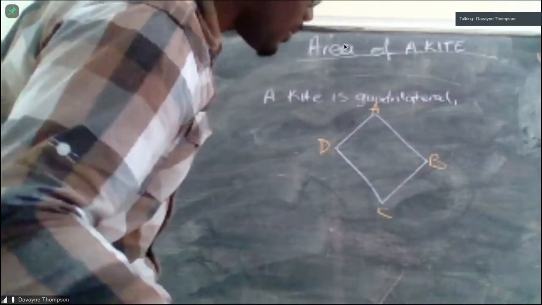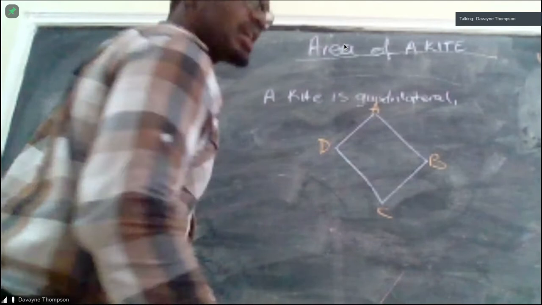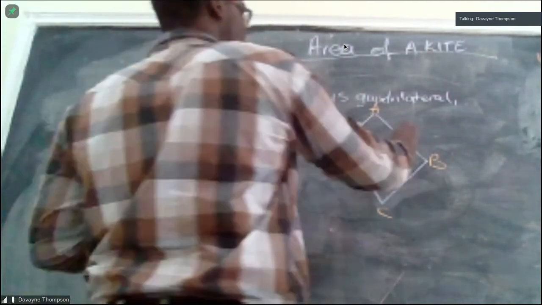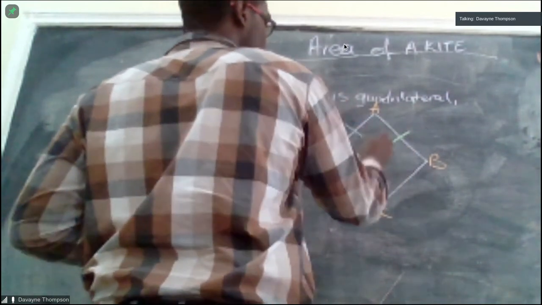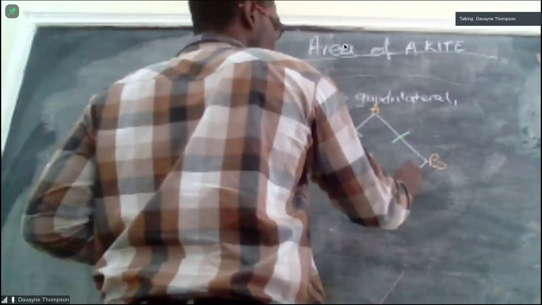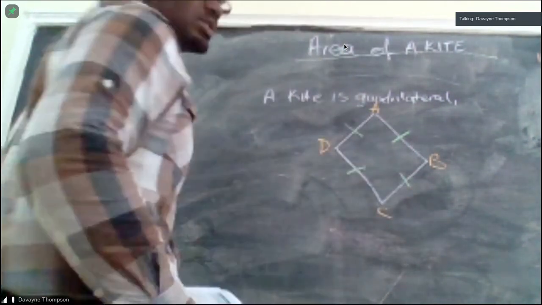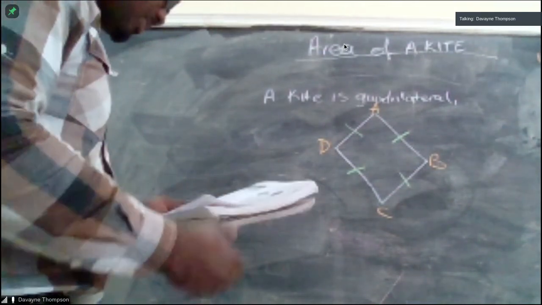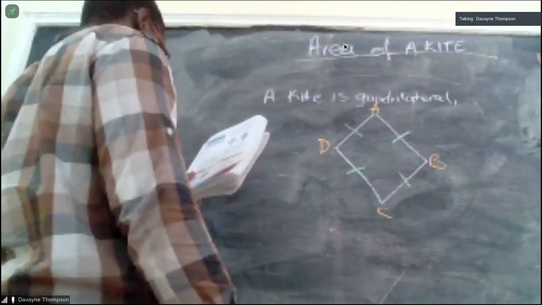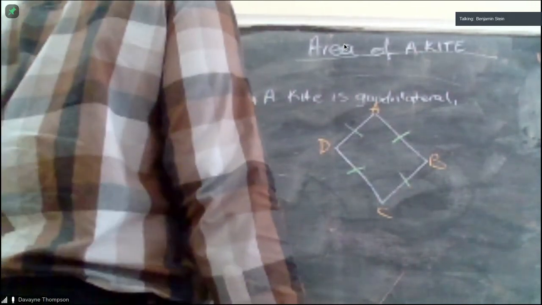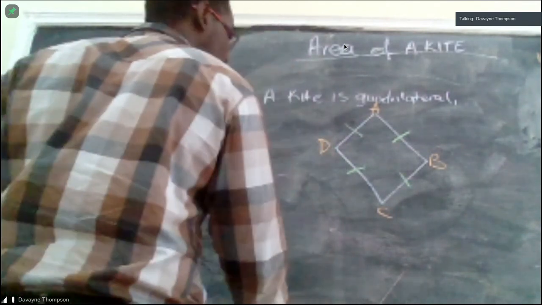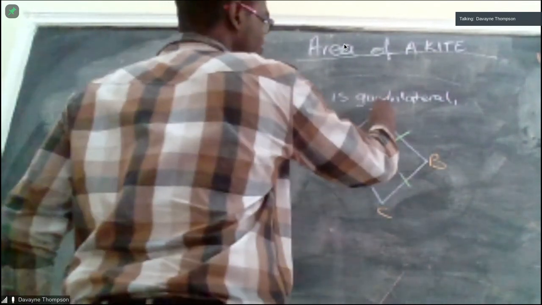When we were doing the parallelogram, I used these lines to explain that they have parallel lines. So look at this now. I'm going to put a line through, through, through, and through. What do those lines mean? It means they're parallel. Which means basically they're identical.